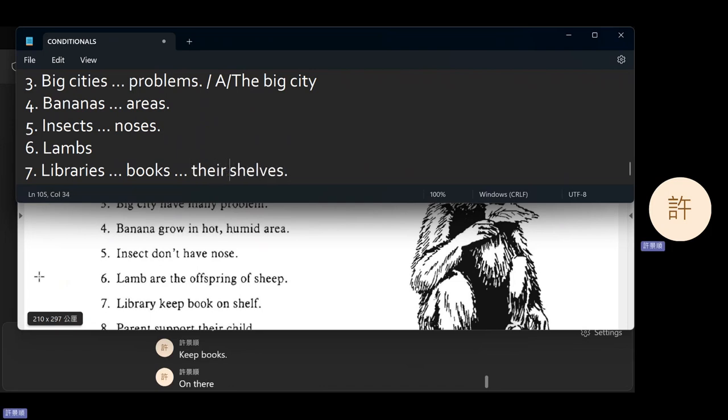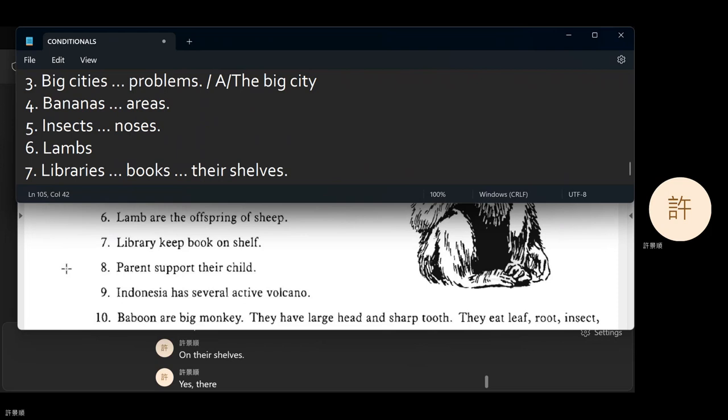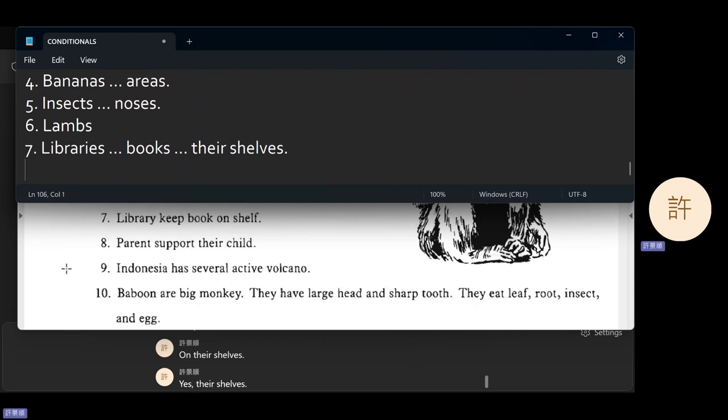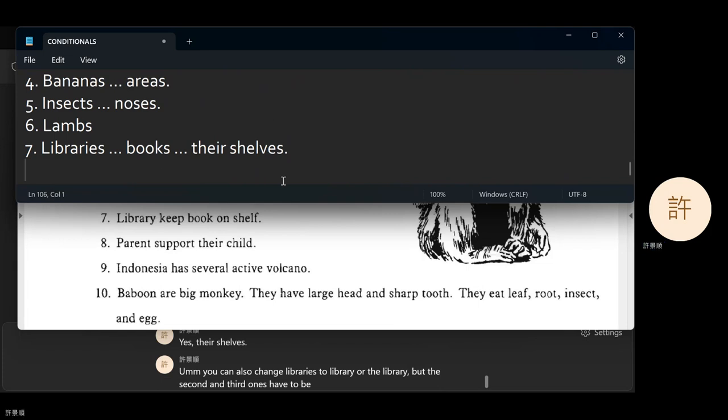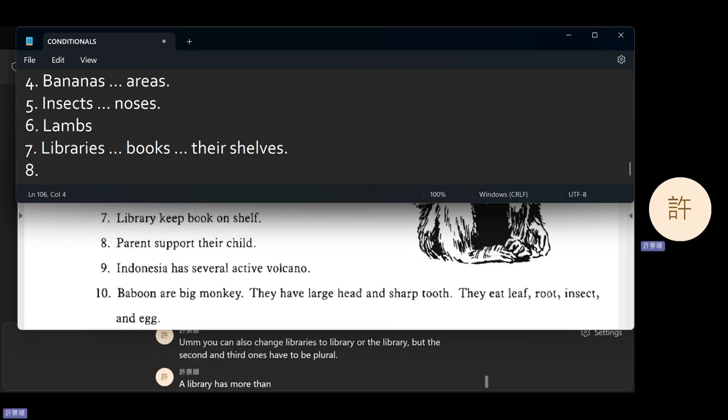Yes, their shelves. You can also change libraries to a library or the library, but the second and third ones have to be plural. A library has more than one book and it has more than one shelf. Eight, parents support their child works. Maybe both parents together only have one child. So you can also say a parent supports.